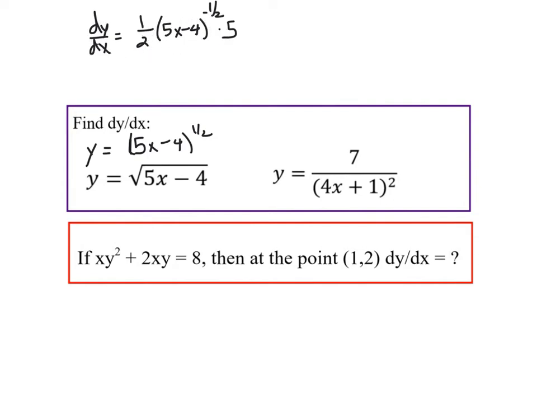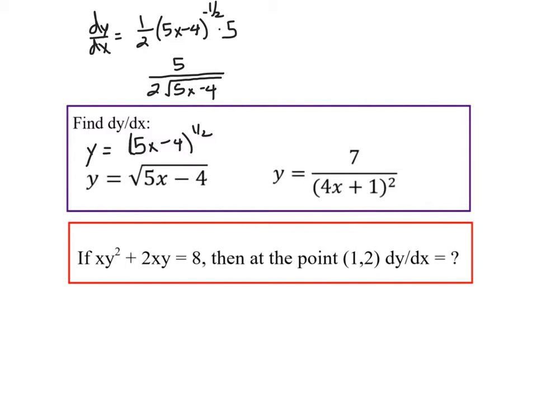Negative exponents are kind of ugly to look at, so I'm going to rewrite this with the 5 in the numerator, the 2 in the denominator, and you could certainly just write 5x minus 4 to the negative 1/2, or you could put it back and say, well, 1/2 power is a root, so there it is.